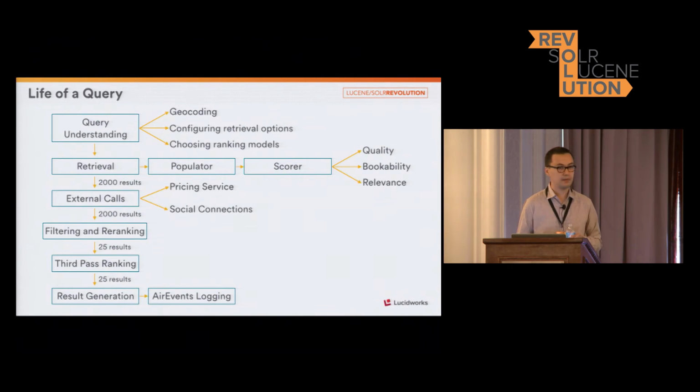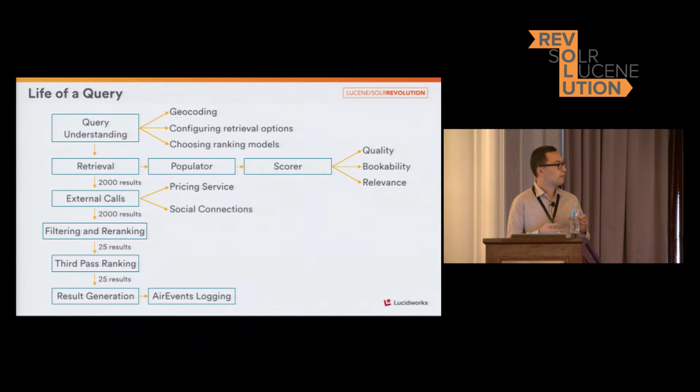And once we have a document that is ready for scoring and prepared by the populator, we run all of the lightweight first-pass models, like quality, bookability, and relevance. Depending on the results of this, we can either put the document into a priority queue keyed on the combined score, or we can even decide to throw out the result completely. For example, we may choose not to display a listing which has a very low predicted likelihood of acceptance, even if it's of a reasonable quality and relevance, because it's basically a trap for the user.